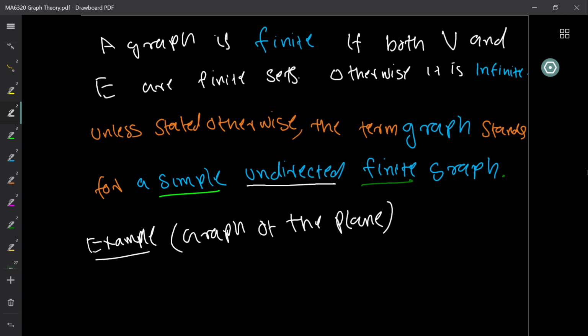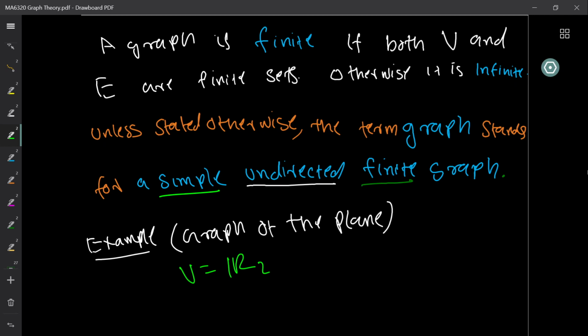So here is an example of an infinite graph. We saw several finite graphs. Here is an example of an infinite graph, which we call the graph of the plane. So what is the graph of the plane? Every point on the plane R2 is a vertex, so it's already uncountably infinite. So the vertex set is R2. Now, what are the edges?